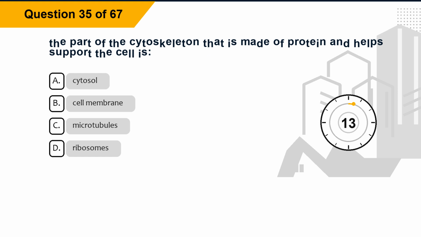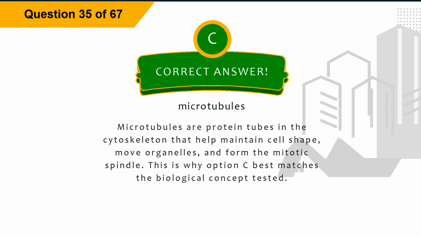Question 35. The part of the cytoskeleton that is made of protein and helps support the cell is? Option A, cytosol. Option B, cell membrane. Option C, microtubules. Option D, ribosomes. The correct answer is option C, microtubules.